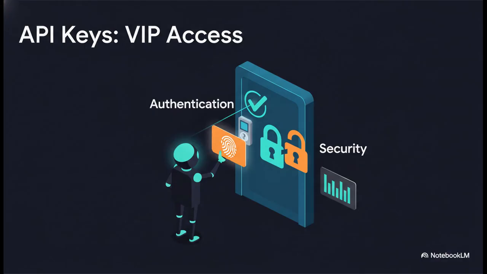There's just one last piece to this puzzle. You often can't just send a request to any API you want. A lot of these services are protected, and you have to prove you have permission to access them. This is done with an API key. An API key is a unique string of characters that acts like a VIP access card or a password.